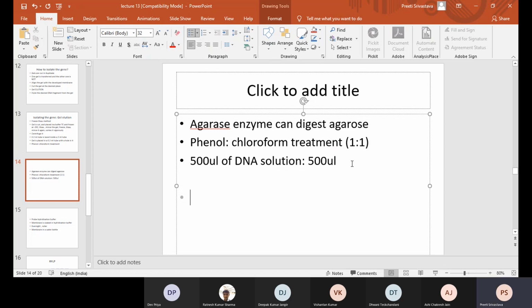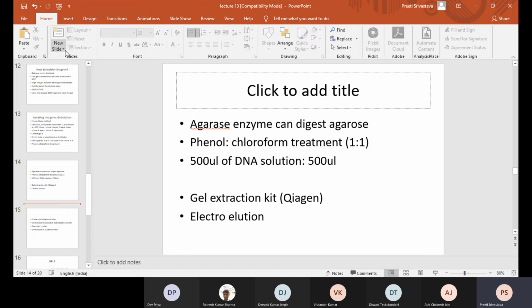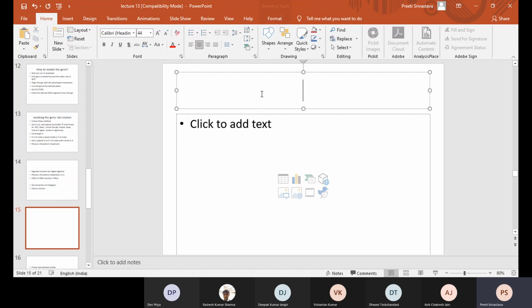So you can use either the conventional freeze thaw method, or you can also use the agarase based method. These days there are column based methods also available. Gel extraction kits are commercially available, and people also use Qiagen columns for extraction. Another method is called electroelution, which would require a little more detail, so maybe I will discuss electroelution in the next class.